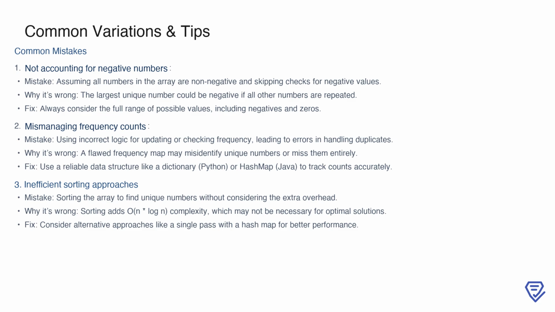Another frequent error is mismanaging frequency counts. For example, using flawed logic to update or check frequencies can result in either misidentifying unique numbers or missing them entirely. This is why you should always use a reliable data structure, like a dictionary in Python or a hash map in Java, to accurately track the counts of each number.